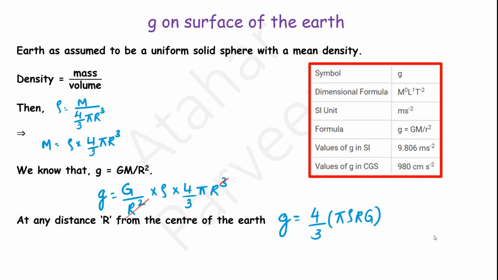Now just a quick recap. The dimensional formula for gravity will be M0 L1 T raised to minus 2, because its unit is meter per second squared, right? And the formula is GM upon R squared. In the SI system its value is 9.8 meter per second squared, and in the CGS system it is 980 centimeter per second squared. So anything can be asked as an MCQ. So we cannot afford to skip things. Okay.